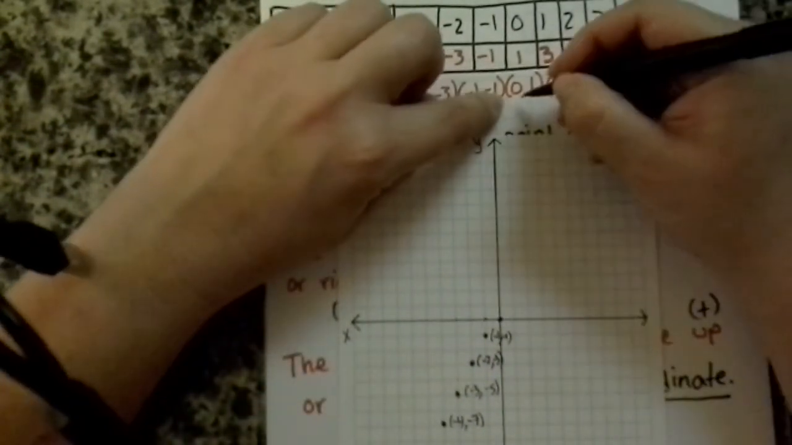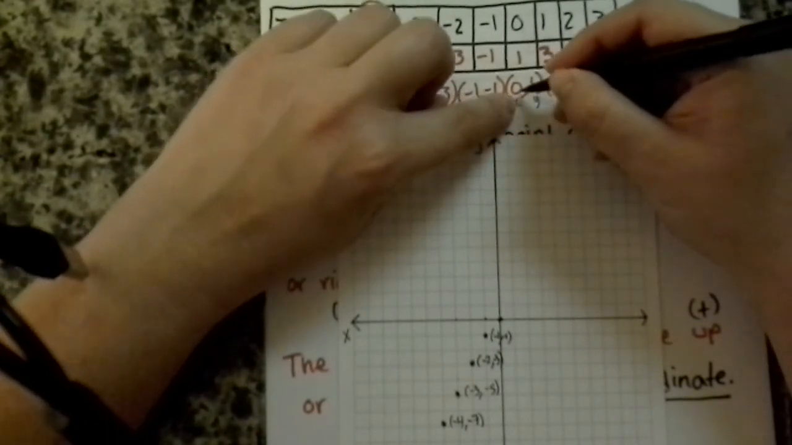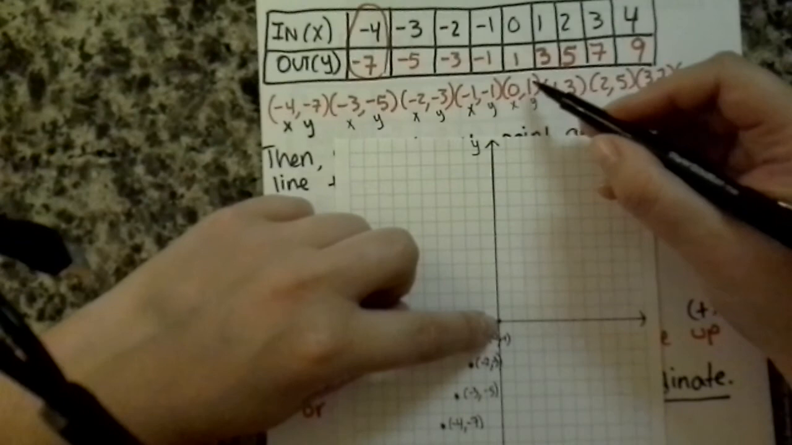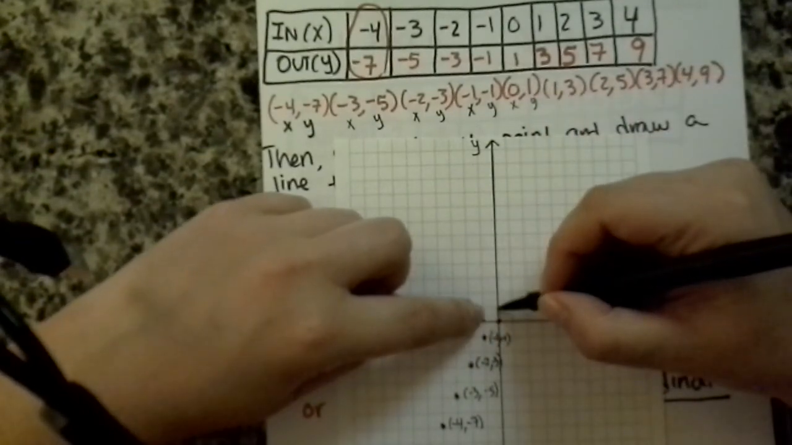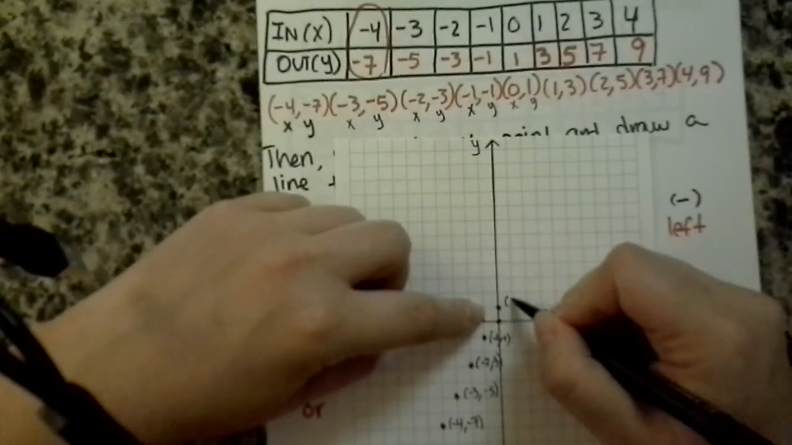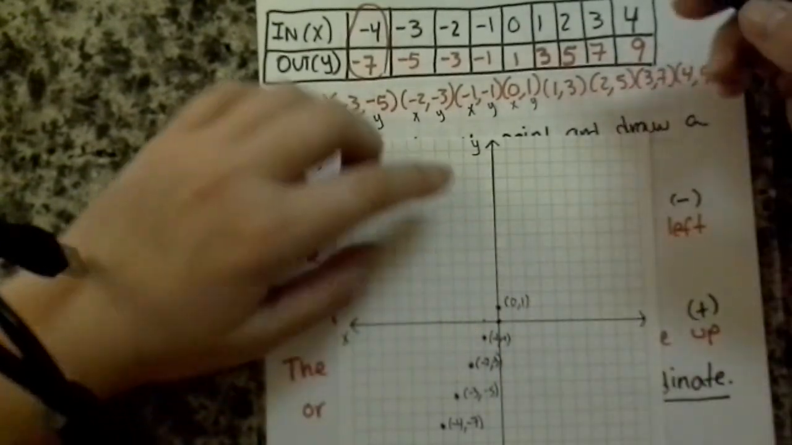Then I go to this one. This is my x and this is my y. This says stay at 0, which is the origin. So I'm going to stay there. But then my y tells me to move up 1, so here we go. This is my point. Hopefully you start seeing or noticing a pattern.